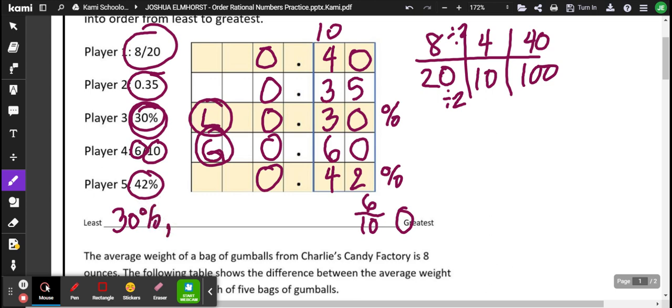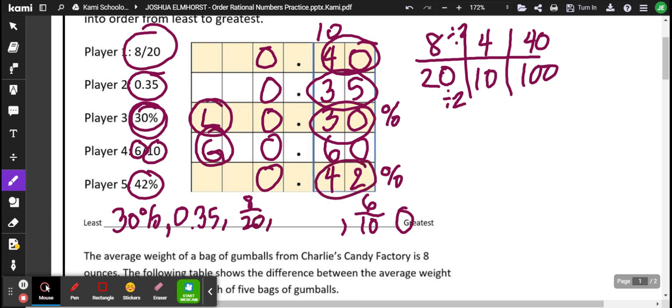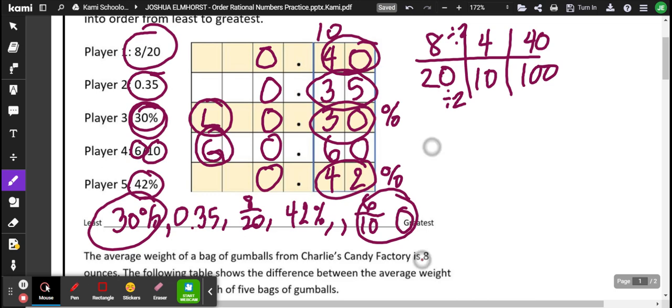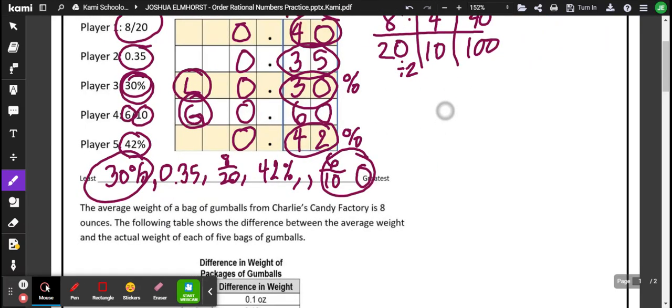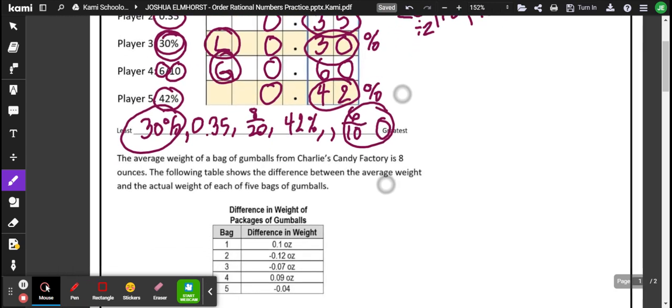Now we put the rest of it in order in the middle. So we got 30, 35. The next one is 40, which is 8/20ths. And then we have 42%. So we put them into order from least to greatest. So we're going to focus, as yesterday's lesson was compare equivalent decimal place values.